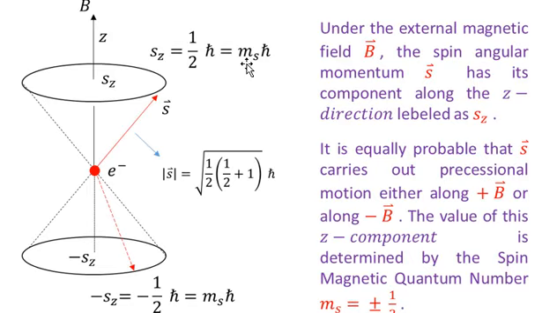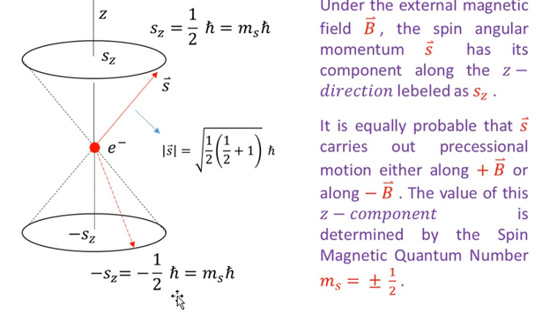So ms can have only two values. You know that the spin quantum number S has only one value, which is half. So S is equal to half is the value of the spin quantum number, and the spin magnetic quantum number has two values. ms is equal to plus half, or it can have a value equal to minus half, as shown below. So ms can have both possible values, equally possible, plus half and minus half, depending upon the spin angular momentum being directed upward or directed downward with respect to the direction of the magnetic field B.